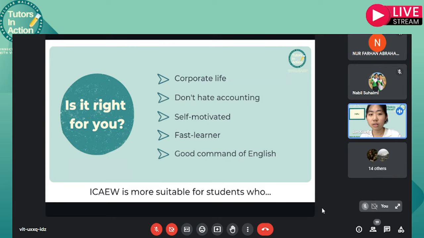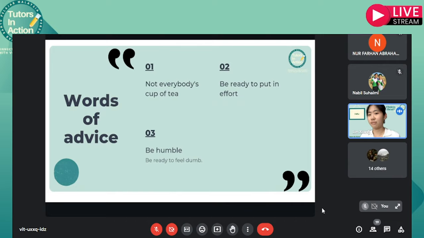Okay, next page, please. Right, so words of advice. Although I would say it's a nice course, it is not everyone's cup of tea, and I understand that. Somebody might not want to graduate that fast and start working at that young of an age. So you might want to consider a degree first, and after that, further your education in professional programs like these.